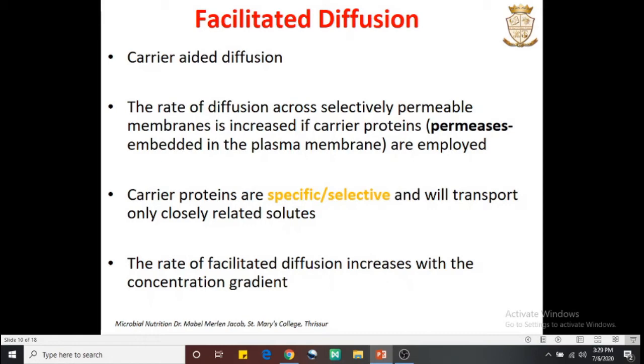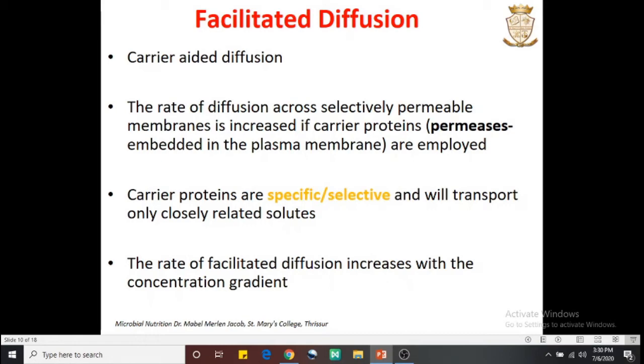So, facilitated diffusion is carrier aided diffusion. Diffusion with the help of certain carrier molecules. The rate of diffusion across selectively permeable membranes is increased if carrier proteins such as permeases, which are embedded in the plasma membrane, are employed. So, if carrier proteins such as permeases are involved in diffusion, the diffusion rate is increased across selectively permeable membranes.